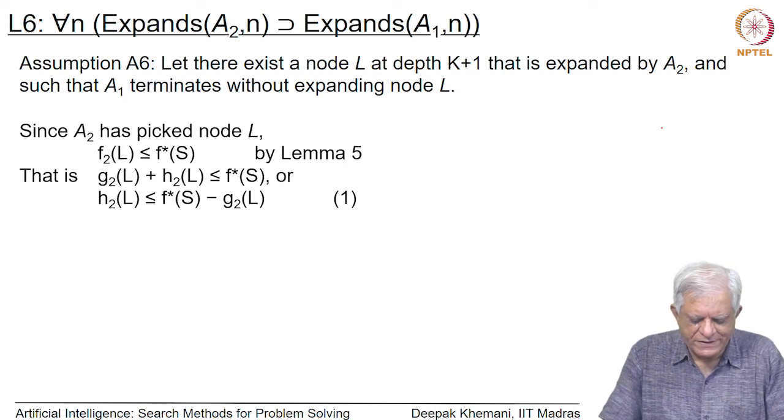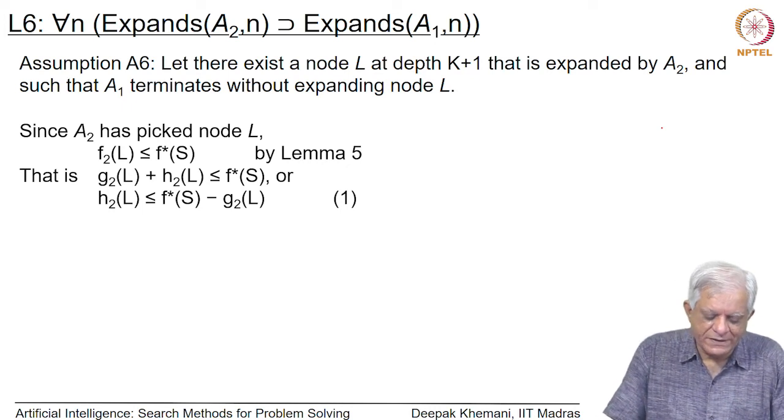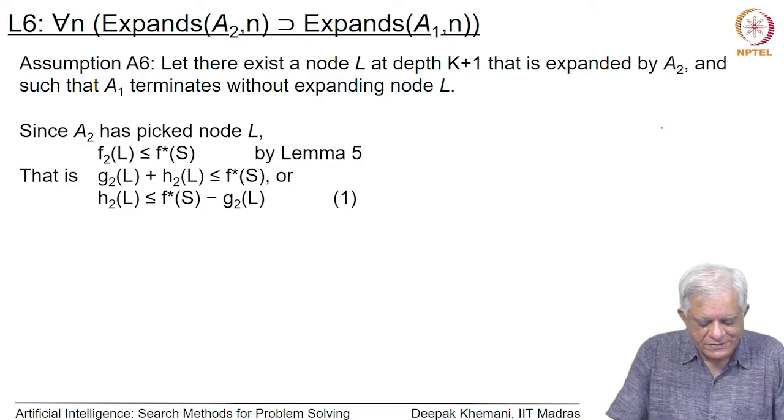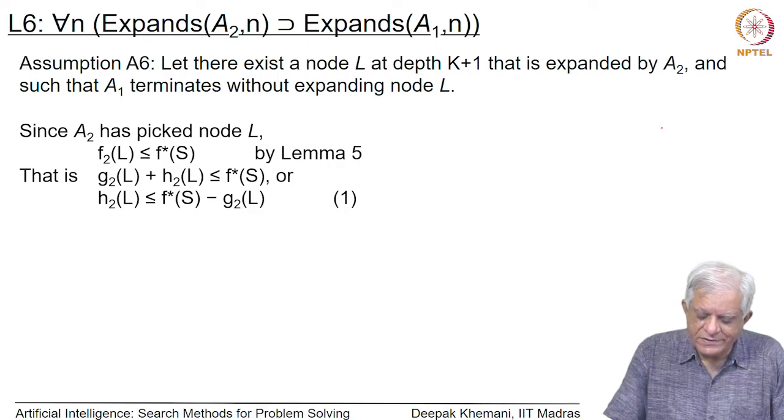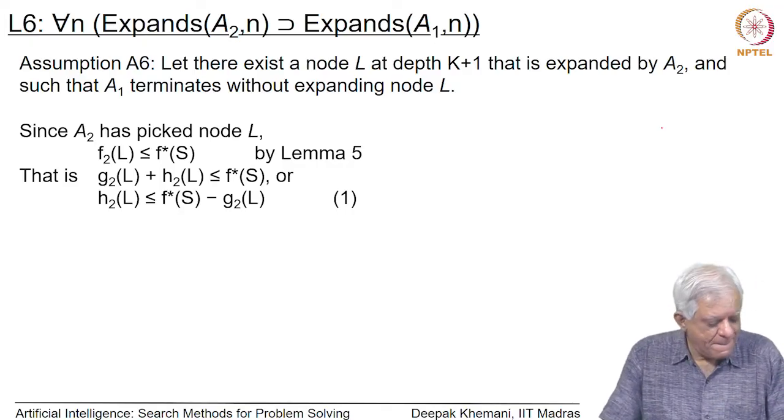We have simply got this by starting with the statement which we got from lemma 5, that the estimated cost must be less than or equal to the optimal cost, and therefore we get this inequality which talks about H of L and relates it to f star of S and G2 of L. G2 of L is the cost of the path found by this algorithm, A2, from the start node up to the node L.